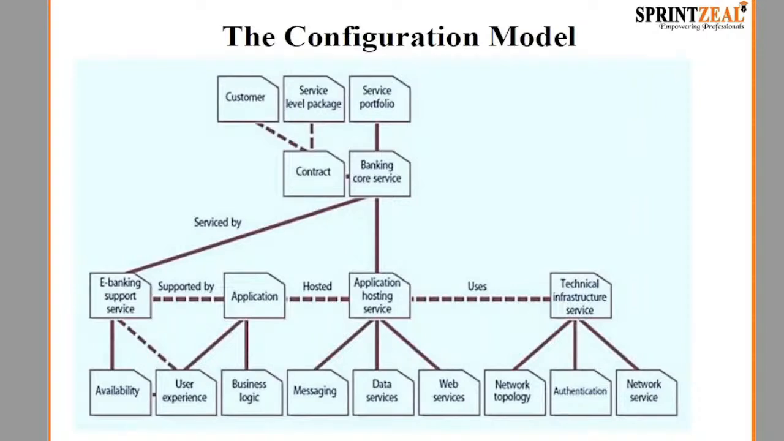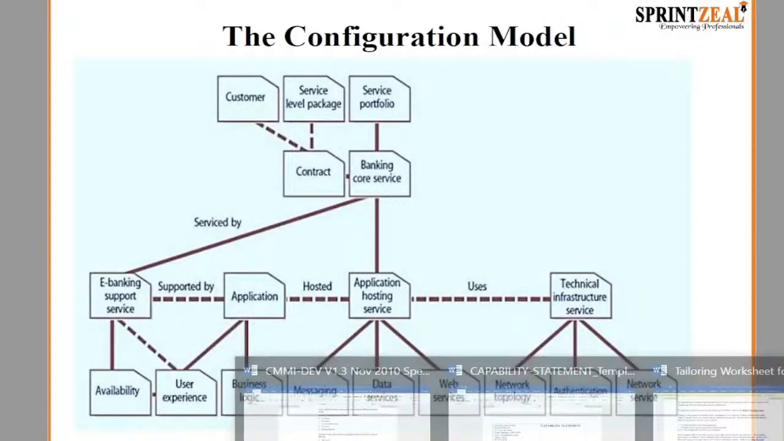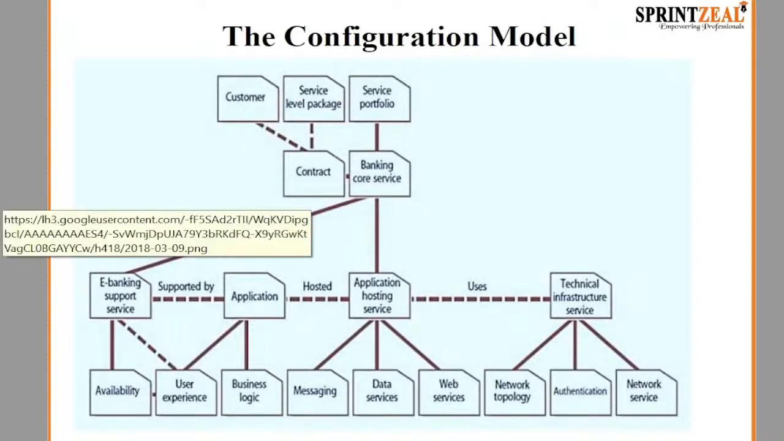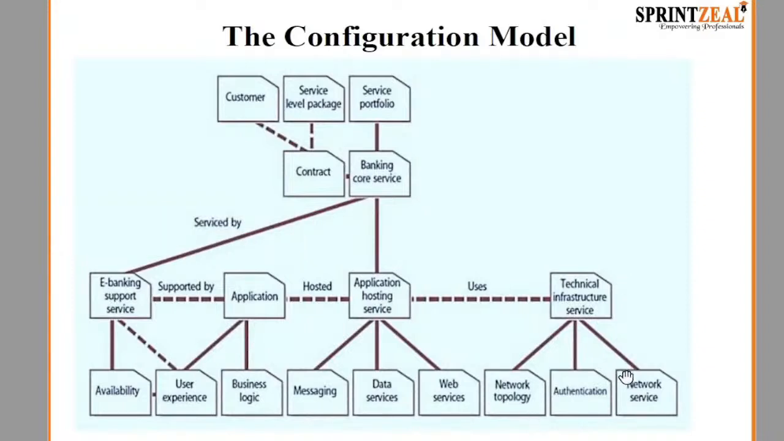And that technical infrastructure service is made up of network service, authentication, network topology. And so if we think about just the customer, a service level package, establishing a service, and having a contract, it's important to understand that those items are configuration items. And so in order to understand the elements of those items, there are a lot of other things that are considered. They can trace all the way down to something as simple as your network service.